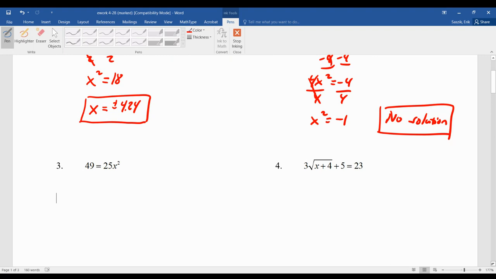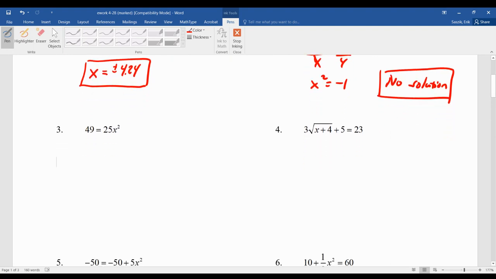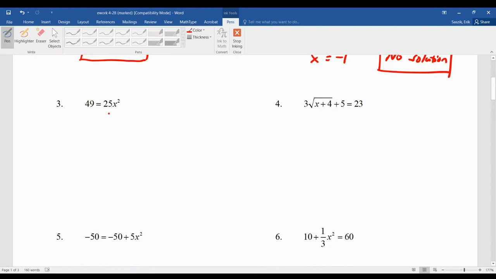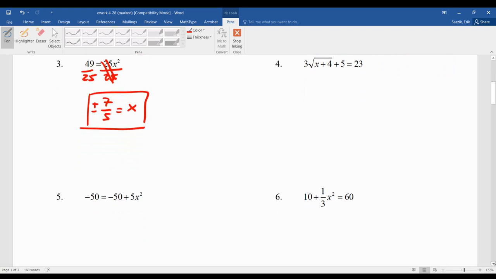All right. Down here, same thing. There's no b term. If there's no b term, we want to get x squared by itself. Don't go to your calculator right away. You should recognize that both of these are perfect squares. So now when we take the square root of both sides, we simply get 7 over 5 equals x. But remember, it is still positive or negative. All right. Let's come back to number 4 in just a moment.